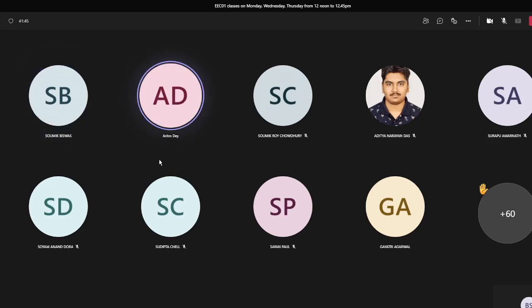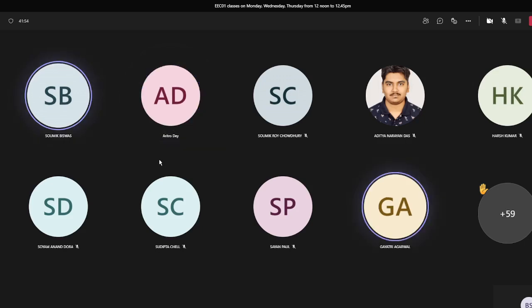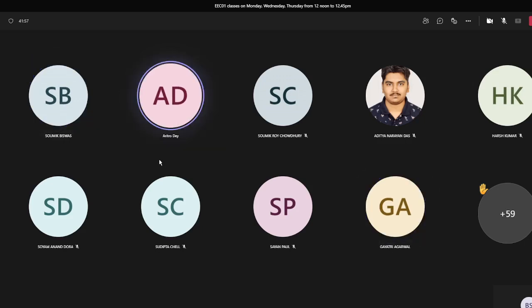I can share this Excel sheet with you. You just find out the names of those who have not joined this class and give it back to me. I can add them manually. Okay. I'll be sharing shortly.